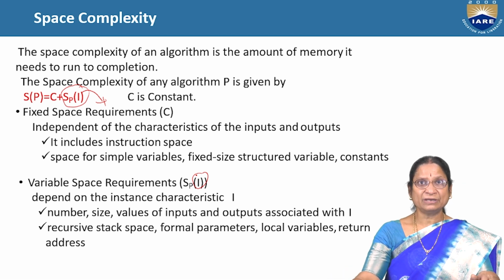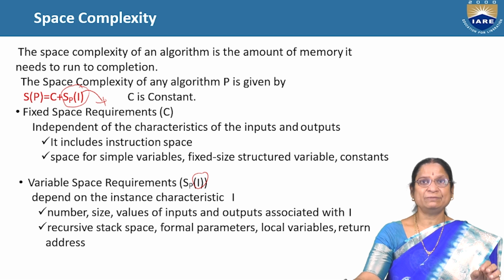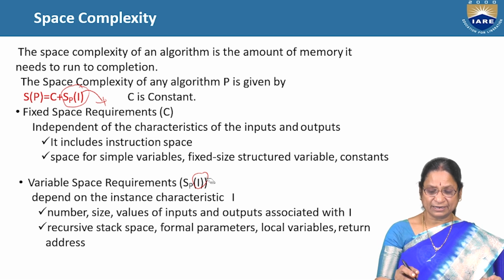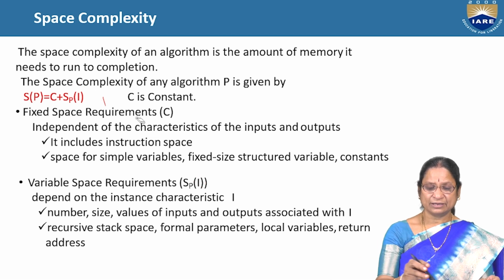That means, for example, how many memory locations are required? If input size is 100, memory locations are required. Or input size is 200, memory locations are required. Input size is 1000, memory locations are required. Or in some cases, the square of the input, n square, is required. 10 means 100 memory locations may be required. 100 means 10,000 may be required, and so on. That means the memory space is varying depending upon the instance of the input actually.